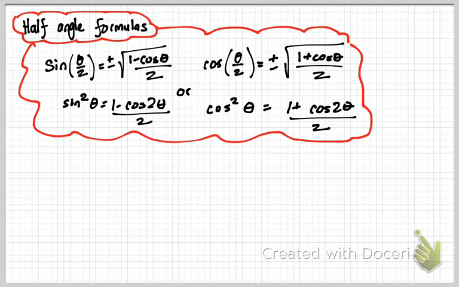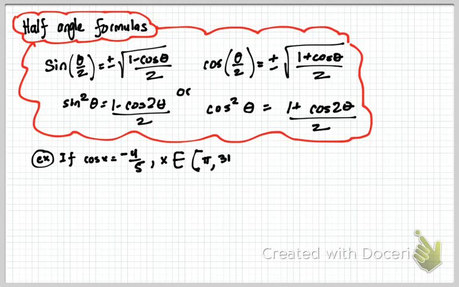Hopefully I write pretty small because it's going to take up most of the space. If cosine of x equals -4/5, and x is an element of the interval pi to 3 pi over 2, think domain, I'm going to find three things. So this is like your domain.